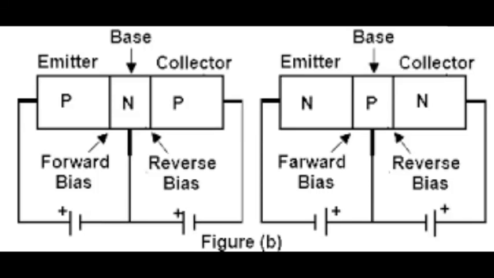Next, the third terminal is the base. The middle section which forms two PN junctions between the emitter and collector is called the base. The base-emitter junction is always forward biased and it allows low resistance for the emitter circuit. And the base-collector junction is always reverse biased and provides high resistance in the collector circuit.